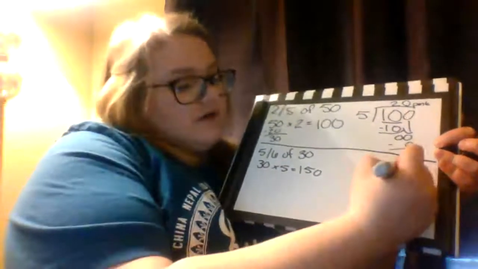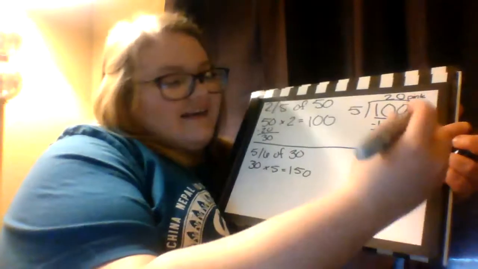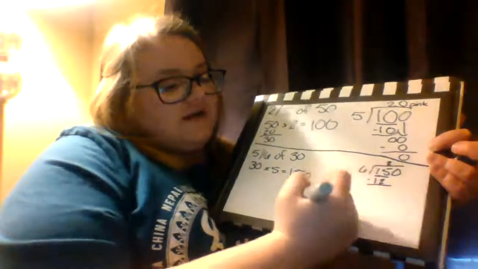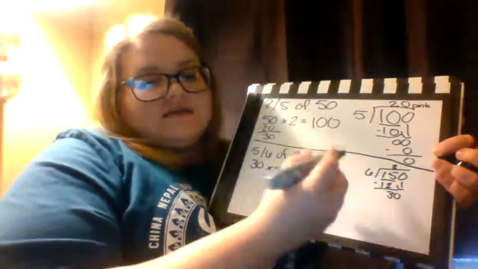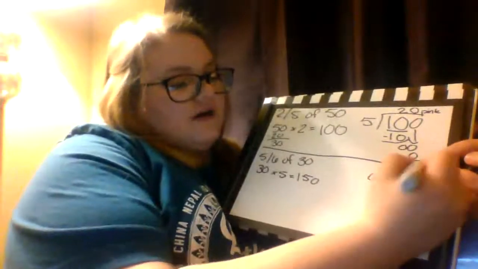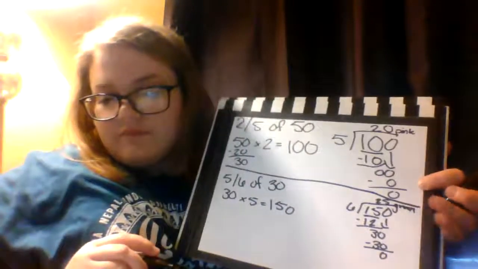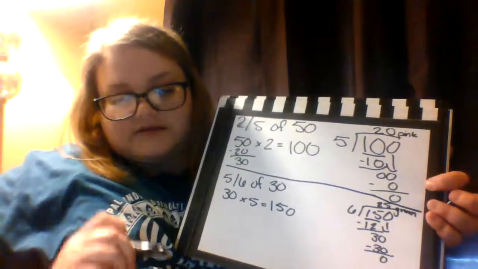6 can't go into 1, but it can go into 15. 6 goes into 15 how many times? 2 times. 6 times 2 is 12. Subtract that out. 5 minus 2 is 3. Bring down my 0. 6 goes into 30 5 times. 6 times 5 is 30. Subtract that out, we get 0. So now I have 25, and that was for my green. So now I know that there are 25 green Band-Aids.